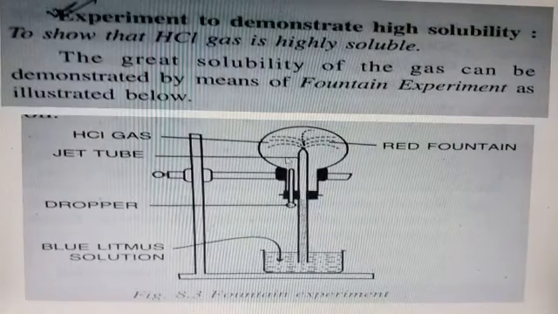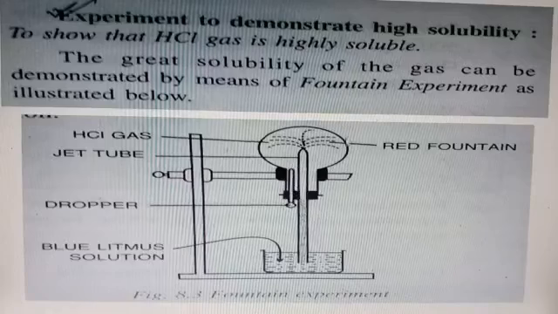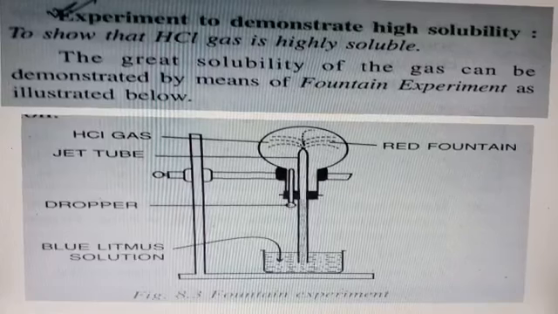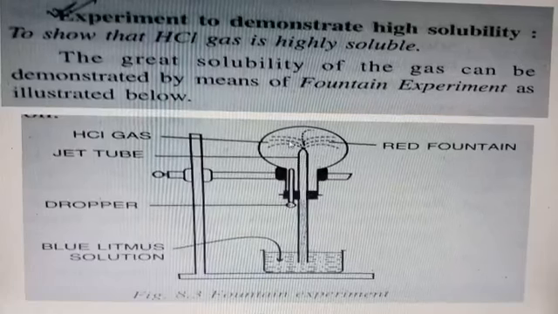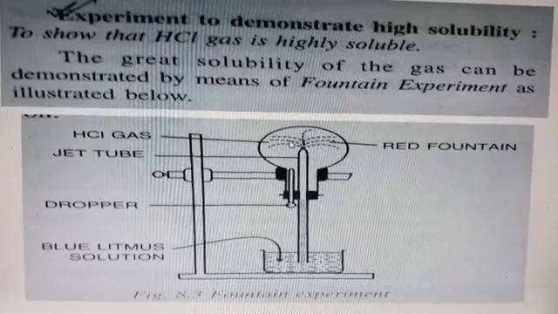Since it is highly soluble, the water that is coming through this dropper dissolves the whole of the hydrogen chloride gas. As a result, there is lower pressure, and from the higher pressure the blue litmus solution goes up and becomes red. Why is it becoming red? Because of the acidic nature of hydrogen chloride gas.